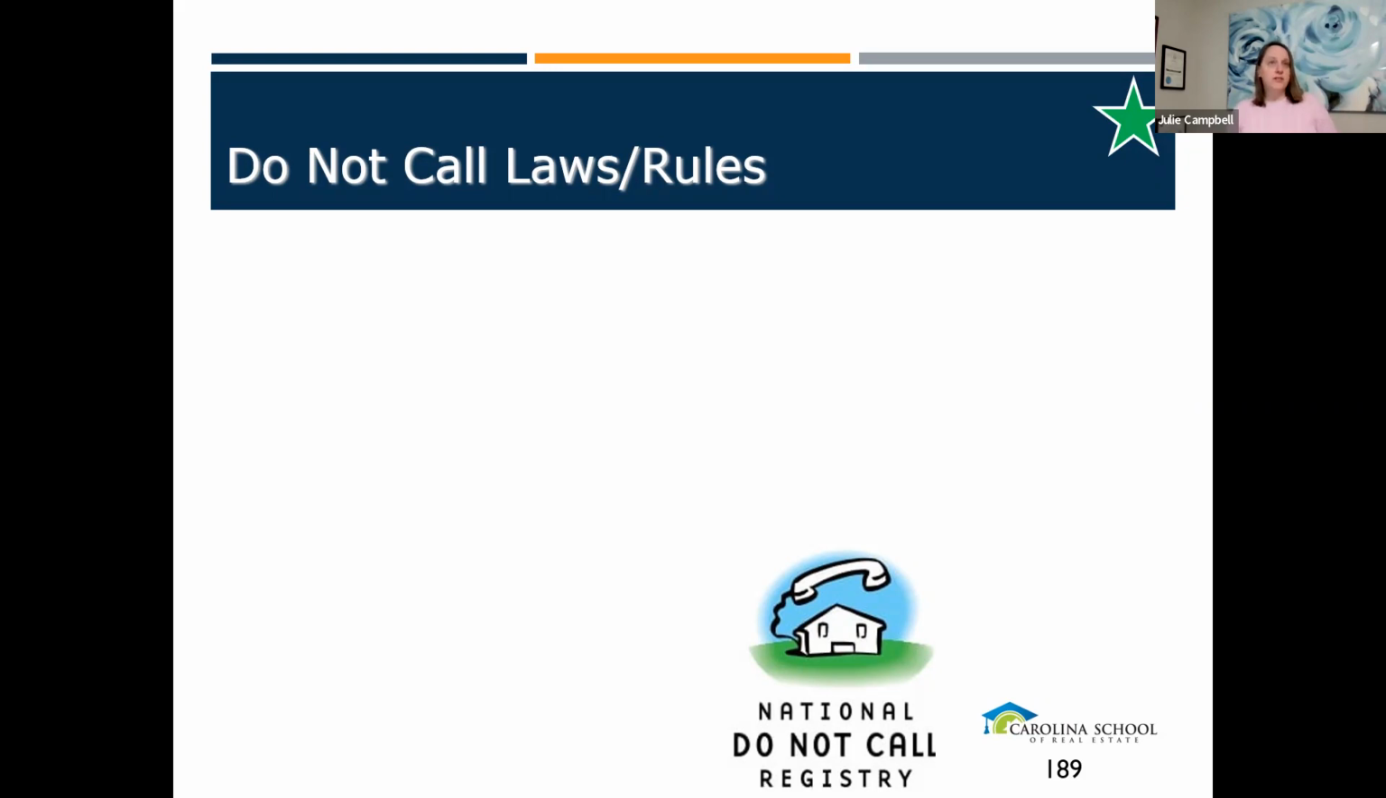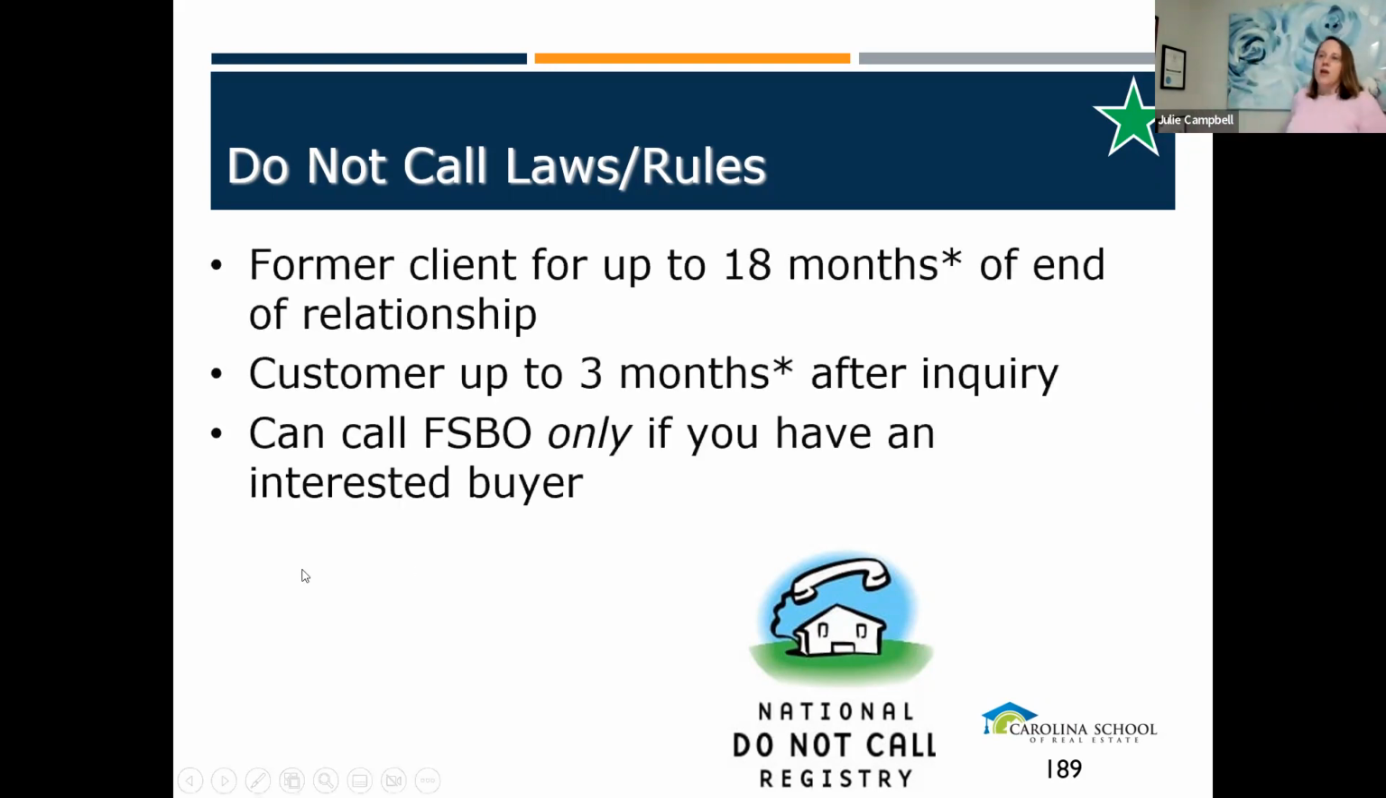There are a few exceptions to when we can call people, even if they're on the do not call list. If you have formerly had a relationship, if this was a former client, you can call them even if they're on the do not call list. You can call them for up to 18 months after your relationship ends or until they tell you to stop calling. Anytime anybody says, stop calling me, we've got to honor their request. So, former client: up to 18 months after the end of the relationship.